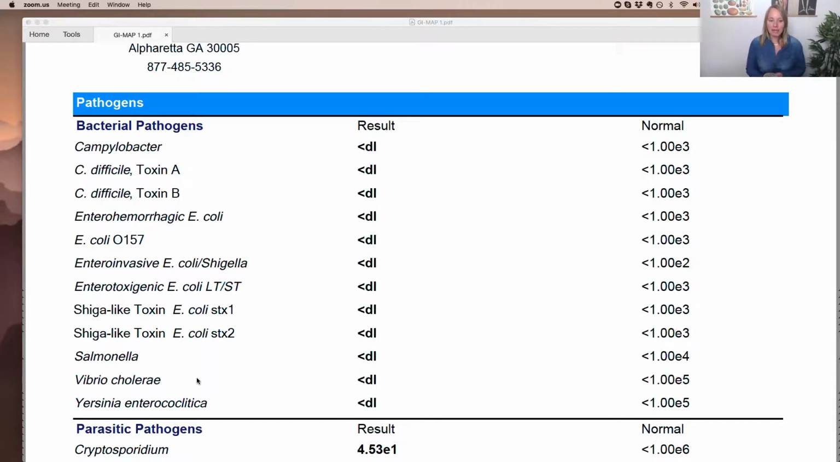The Yersinia, this is an infection that tends to be associated with hypothyroid and Hashimoto's. Again, I don't see this very often, but you would definitely want to address it in a bacterial protocol, especially if your person does have thyroid issues, okay?